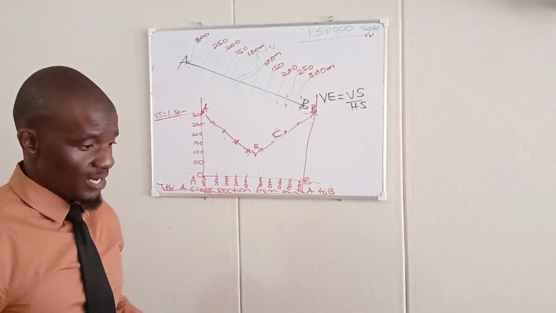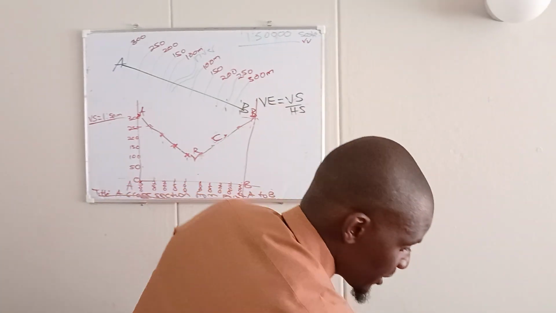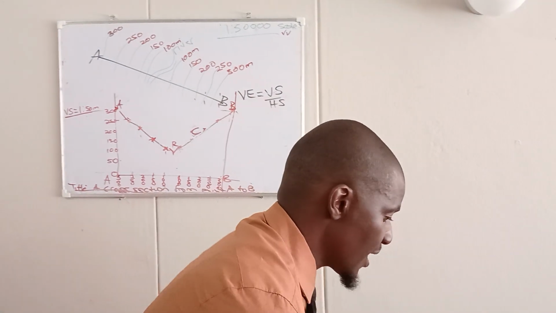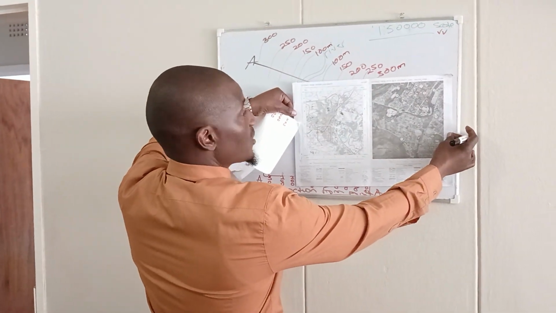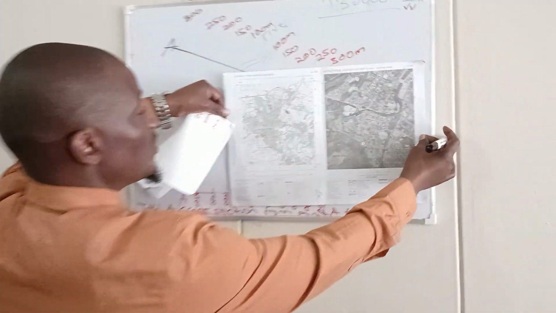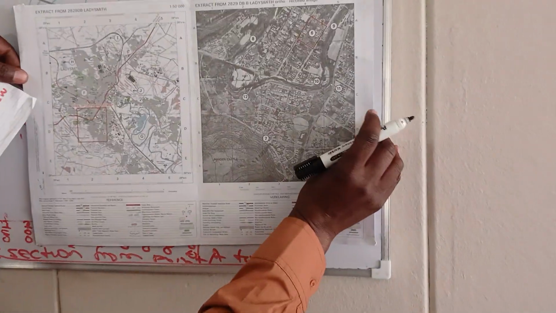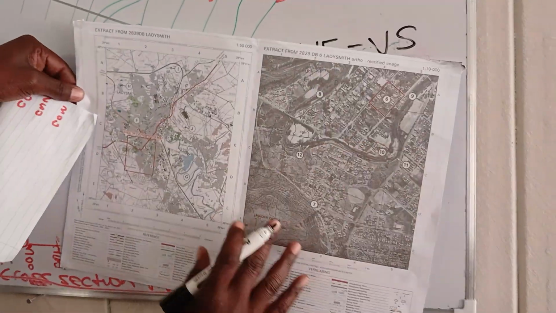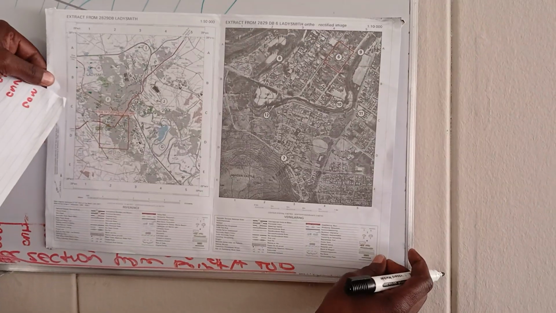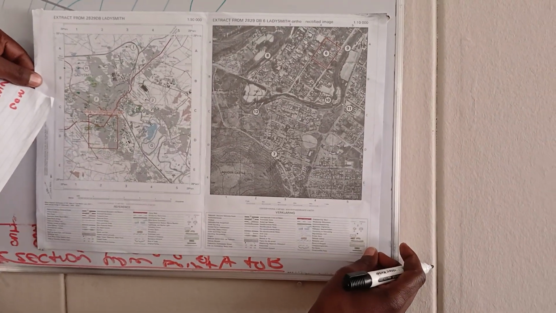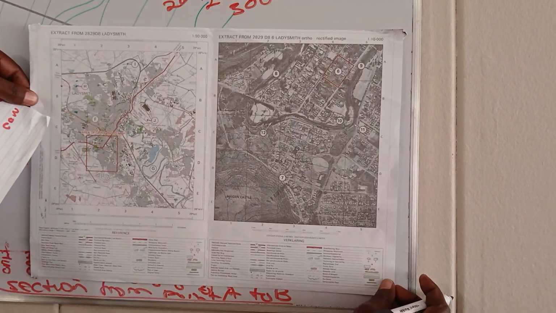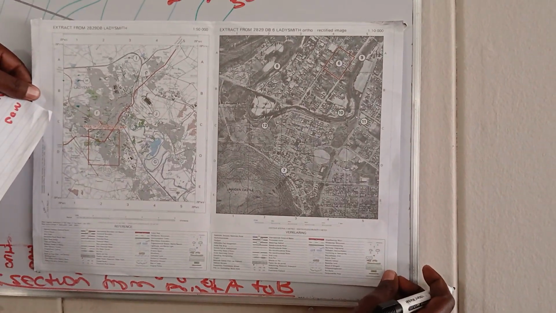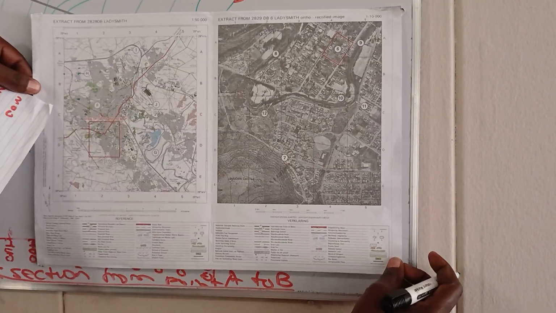When you're looking at a map, let me use this as an example, you will find that some of these features might not be that visible. So that's why we exaggerate the scale, so that we make sure that these features from two given points become more visible. That's why we use the vertical exaggeration.